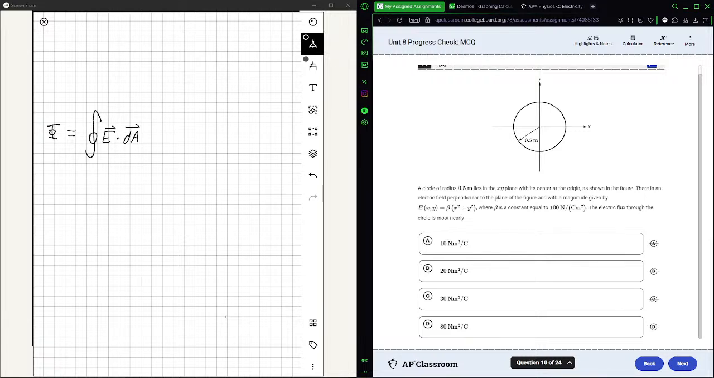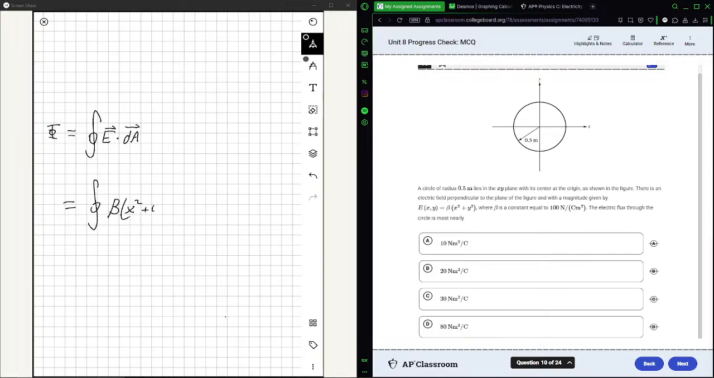So flux is E dot dA, okay? But this is actually a multi-question, which is so interesting. E here is a function of x and y, and so is dA. Can you just double integral it? I feel like it'd be easier. Well, watch, we're gonna evaluate this with a double integral. That's how we're gonna do it.